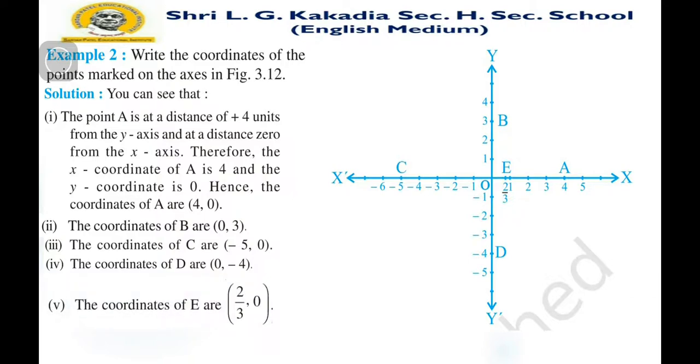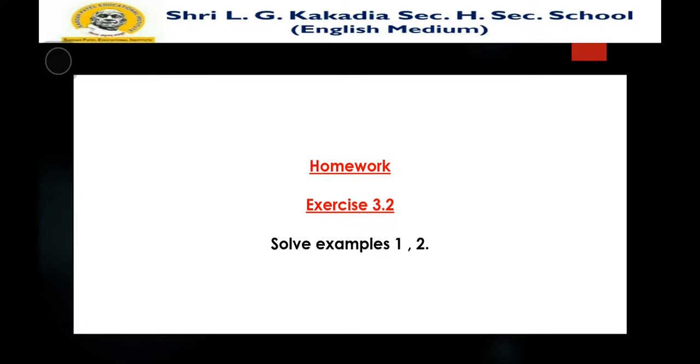And about E, the coordinates of E are 2/3 comma 0. In this way we can denote the coordinates of any point on a plane, and it is known as the Cartesian system, used to denote the position of a point on any given plane. So solve some examples given in exercise number 3.2. Solve examples 1 and 2 given in exercise 3.2, and they are all so simple that you can solve them easily.